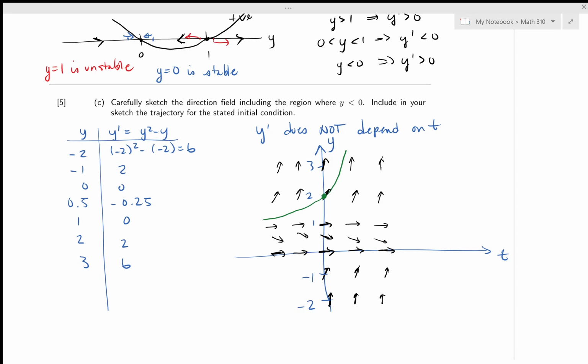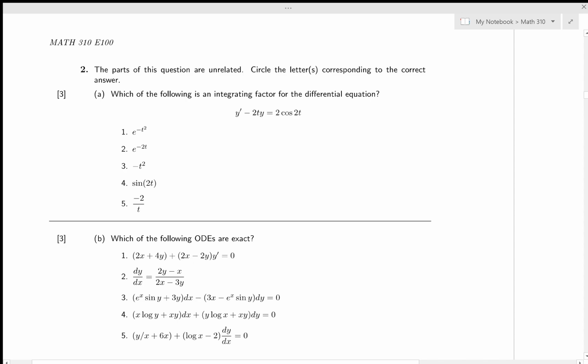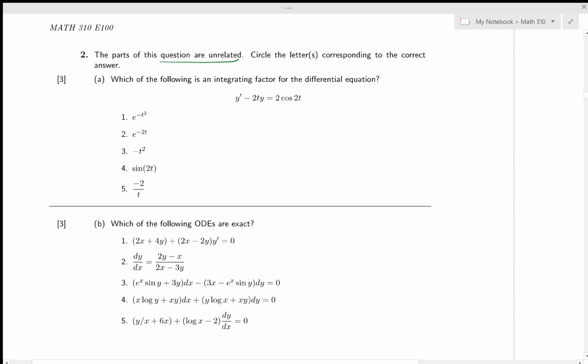Next question. The parts of this question are unrelated. Noting that, if I can't do part A, I will still try to do part B, etc. So take note of those little things at the top of the questions. Make sure that you follow the instructions, and also notice things that make it easier for you to do the problems. Now the question here is, which of the following is an integrating factor for this differential equation?